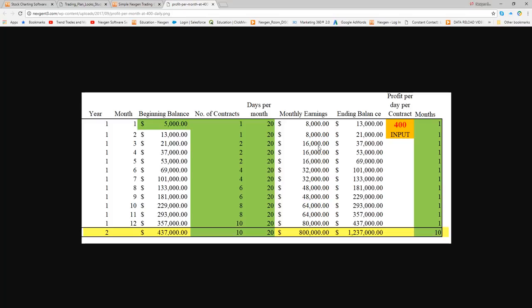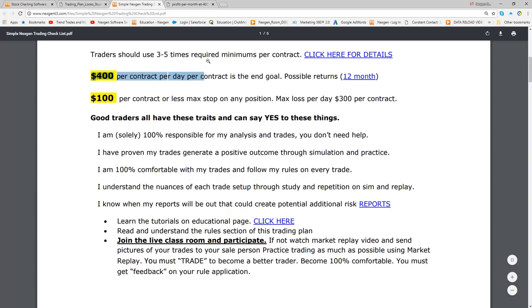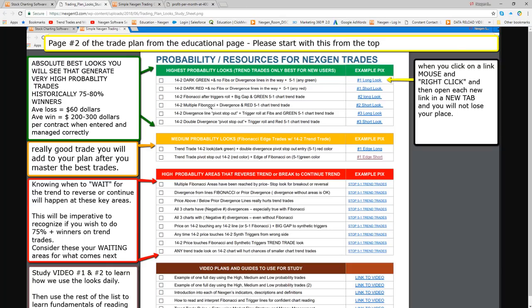Obviously the math works out. If you make two contract trades and you make $400 a day, you're going to make $16,000 a month. And obviously the numbers get really, really big once you work your way up to 10 contracts. Now, the hard part is getting to consistency with the $400 a day. And we're going to eliminate the hard part for you. We've already done it. We've put together the plan. We've put together the rules.